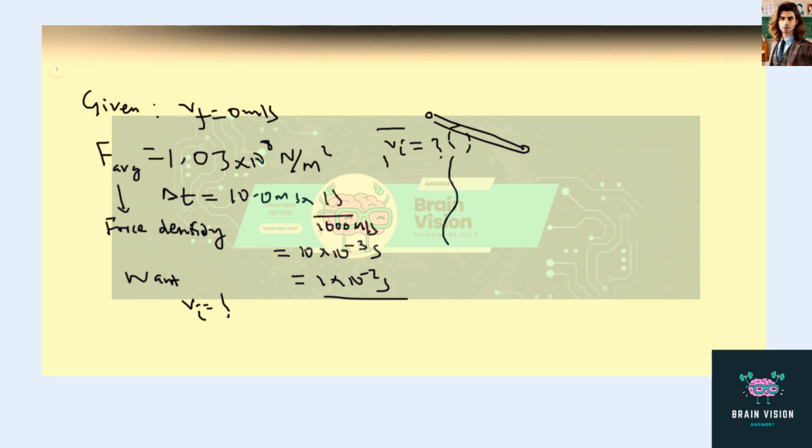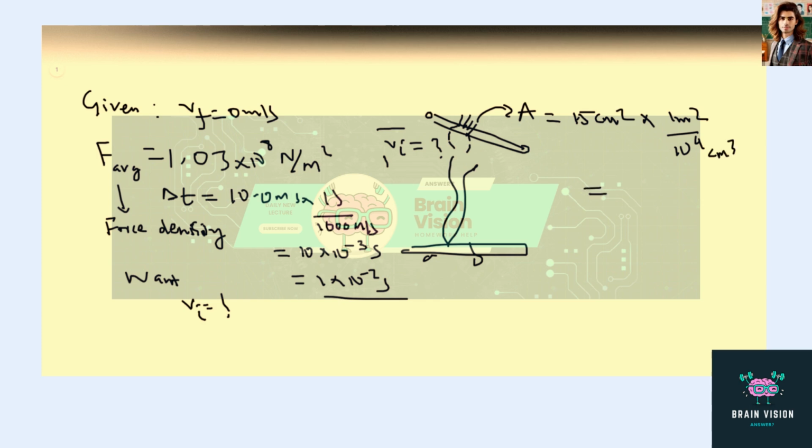And then when they hit, remember they're skating like that. When they hit the pole, we're given that the area of contact happens to be 1.5 centimeters squared. We can always change that to meters squared by multiplying by the reciprocal of 10 to the fourth centimeter squared. So this is the same as 1.5 times 10 to the negative 4 meters squared.